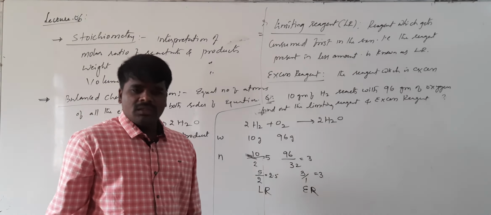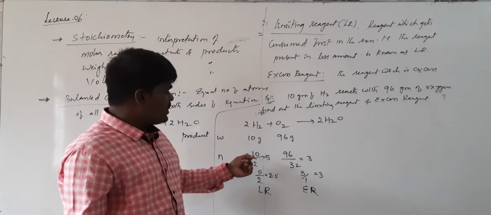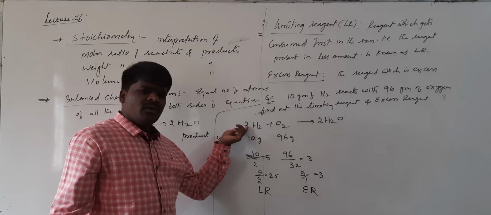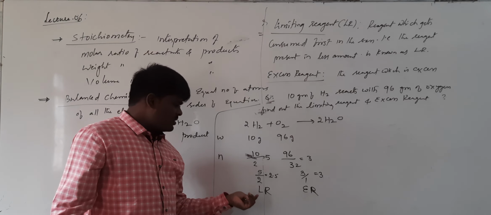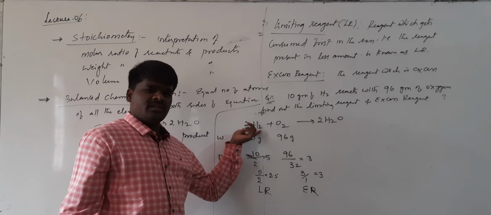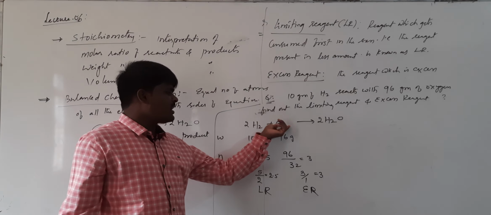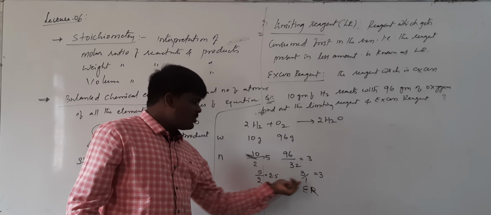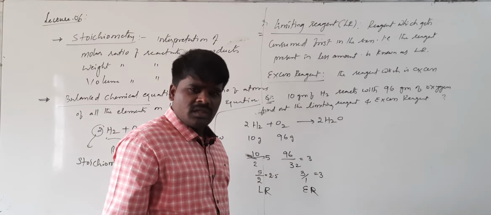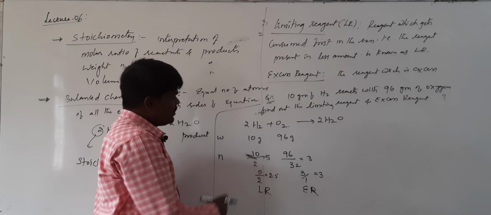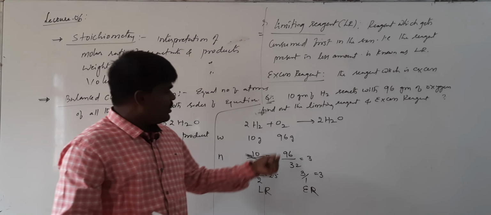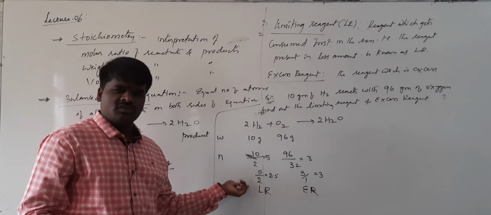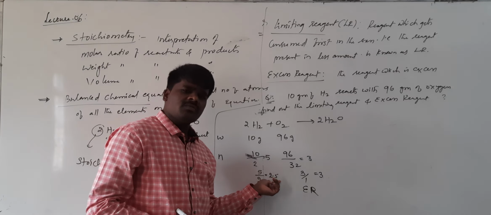In order to identify the limiting reagent, the given number of moles of each reactant must be divided by the stoichiometric coefficient. Whatever the ratio, the lowest ratio will be the limiting reagent. If 2 moles of hydrogen react with 1 mole of oxygen, then 3 moles of oxygen require 6 moles of hydrogen gas. But how many moles of hydrogen gas are present?